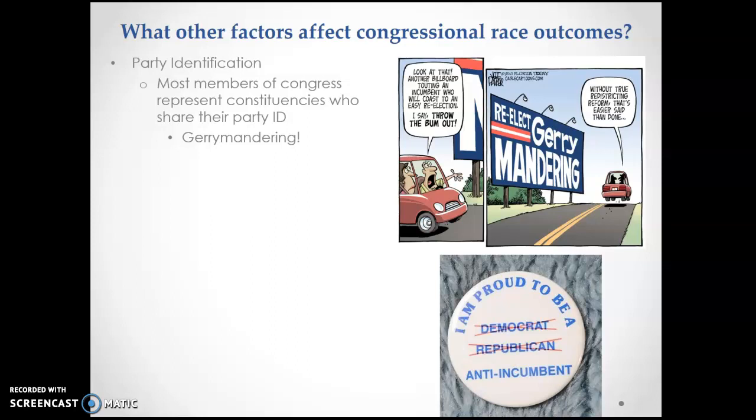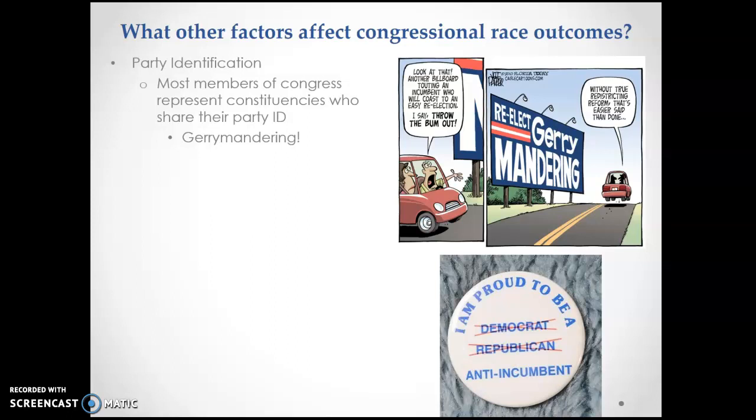The reason for this is once you gerrymander a district to fit a certain brand, right? Like I've gerrymandered this district so that Republicans always win it, or I gerrymandered this district so that Democrats always win it, then that party identification increases in impact, right?